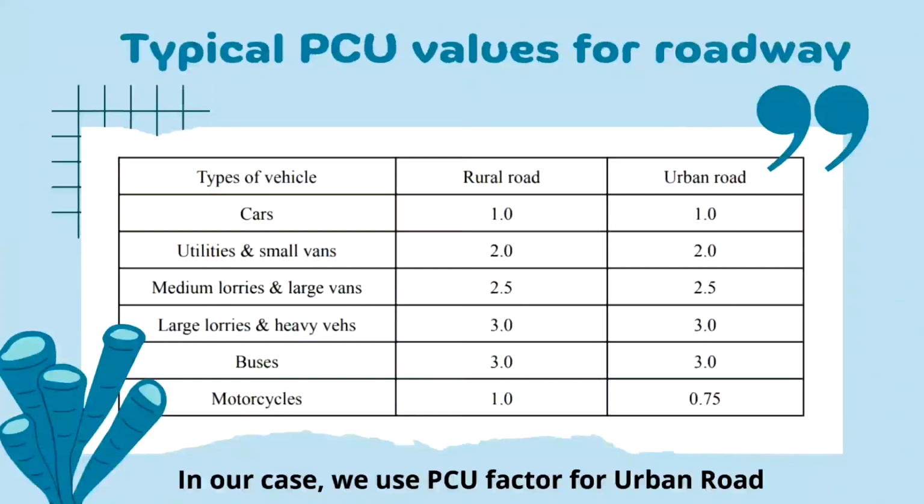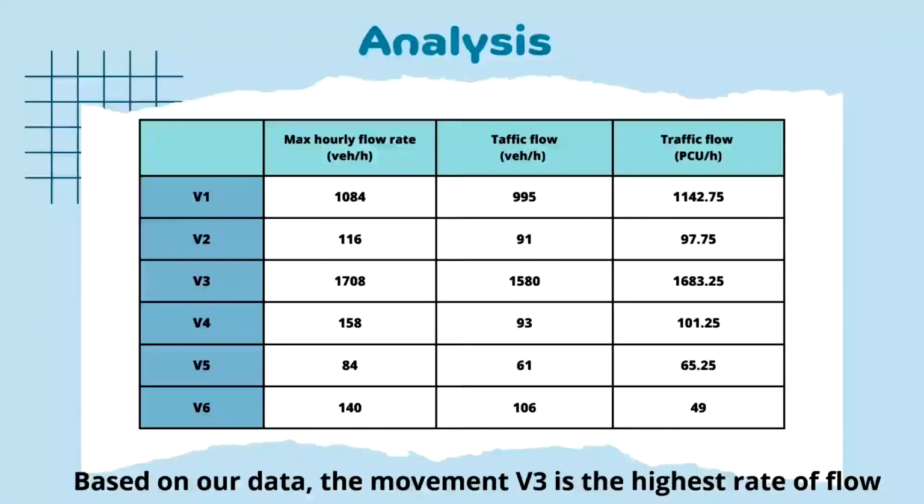So what is PCU? PCU is the passenger car unit. It is a metric used in transportation engineering to assess the traffic flow rate on a highway. The table shows the typical PCU values for the roadway. In our case, we use the PCU factor for an urban route for our T-junction. Last, we calculated the three types of flow for each movement. Based on our data, we can conclude that movement V3 has the highest flow rate.